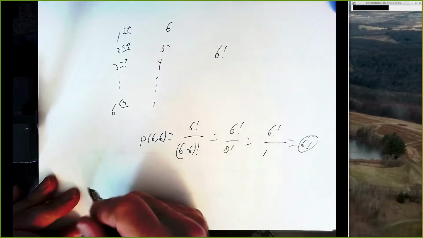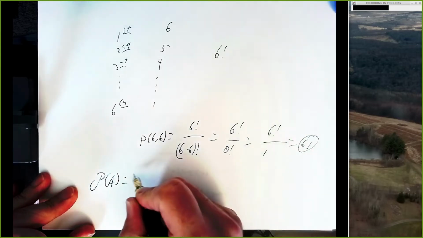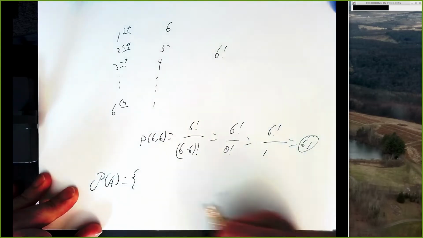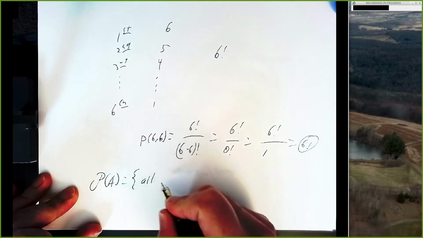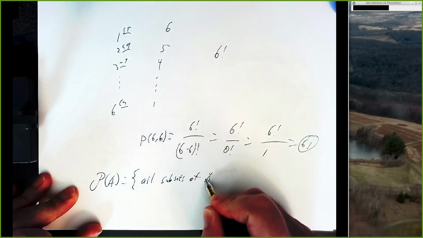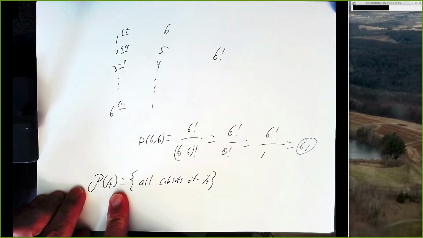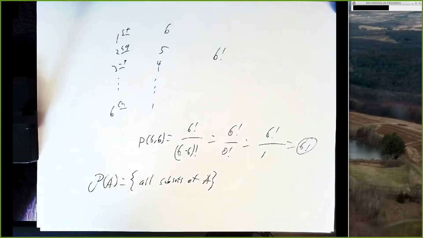Power sets. The power set is itself a set, and it's a set containing all subsets of, in this case, set A. So A is a set, power set of A is another set, and it contains all the subsets of A.